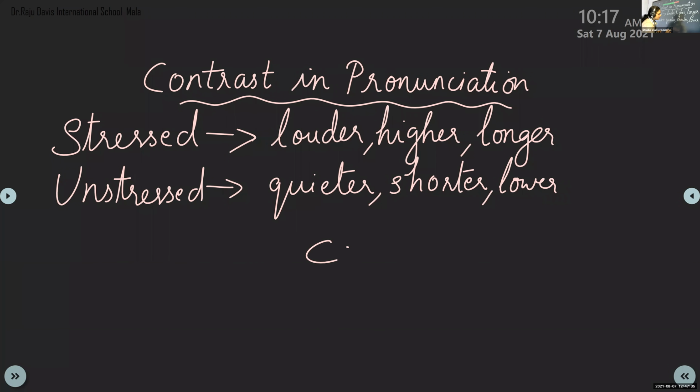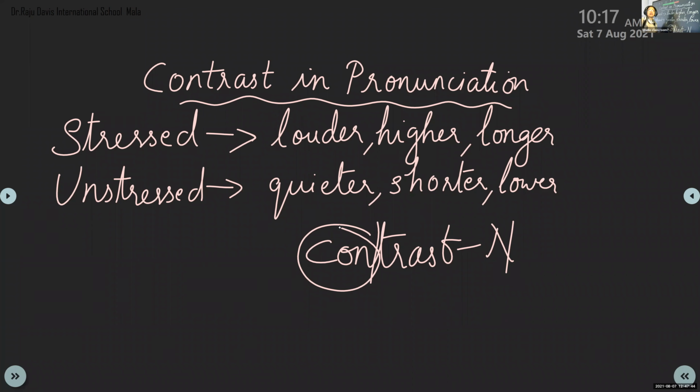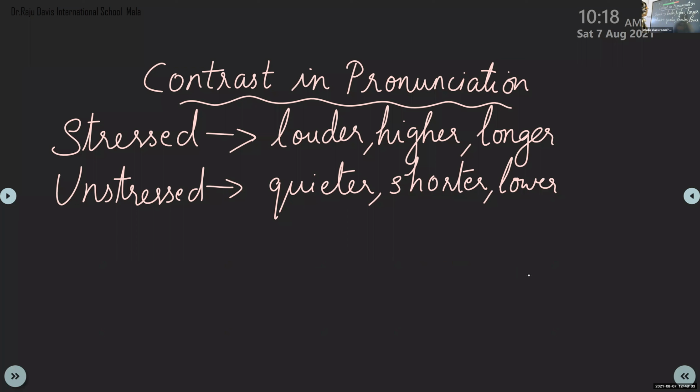Contrast. Look at the word contrast. It's a word with 2 syllables. It's a noun, so obviously the first syllable has to be stressed. It's contrast, not contrast. Of course, it can be stressed on the second syllable when it is used as a verb. The same word can be used as a noun as well as a verb at times. So I hope it's clear. When you focus on the stressed syllable to be louder, higher, and longer, the unstressed syllable should also be taken care of. It should go quieter, shorter, lower. That is called contrast in pronunciation.